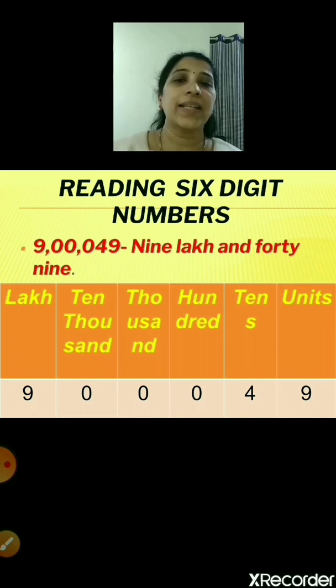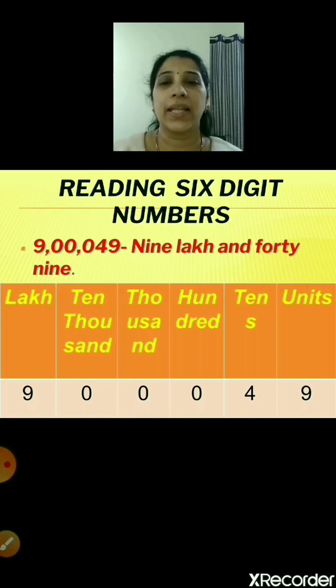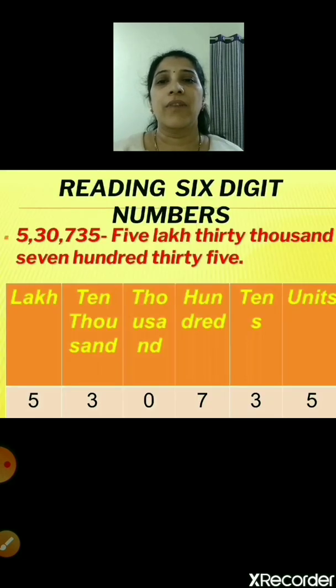So why are we writing directly 49? Because in the 10,000s, thousands and hundreds places there is 0. One more example. 530,735. Again, starting from your right, 5 in the units place, 3 in the tens place, 7 in the hundreds place, 0 in the thousands place, 3 in the 10,000s place and 5 in the lakhs place. So you are going to read it from left, 5,30,735.